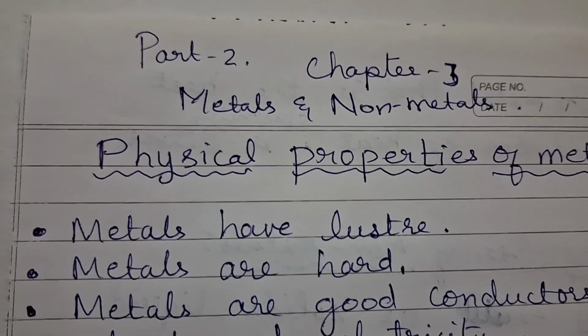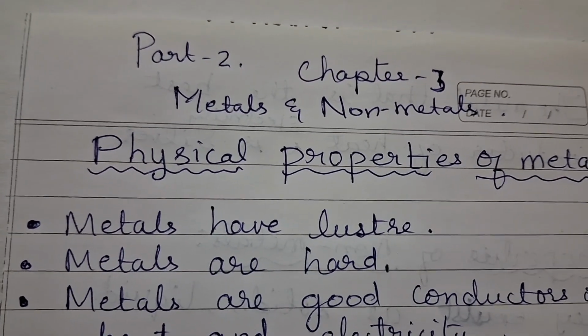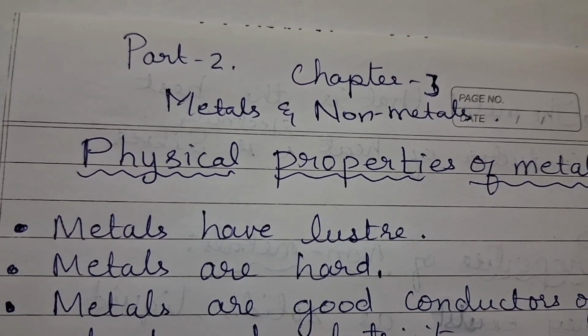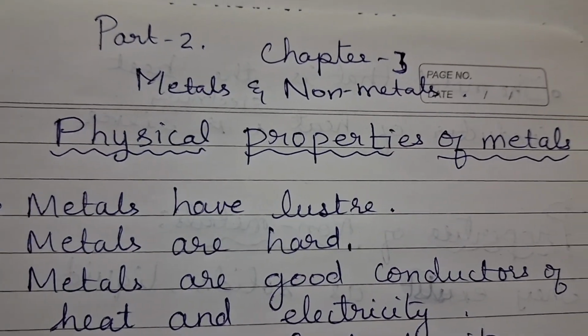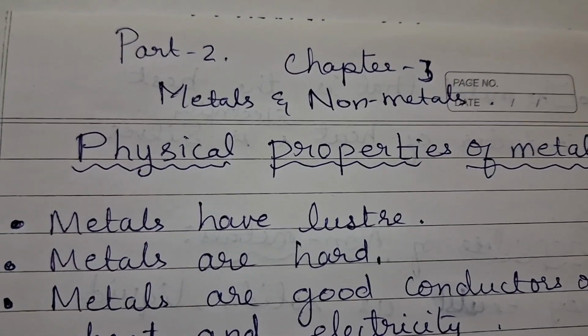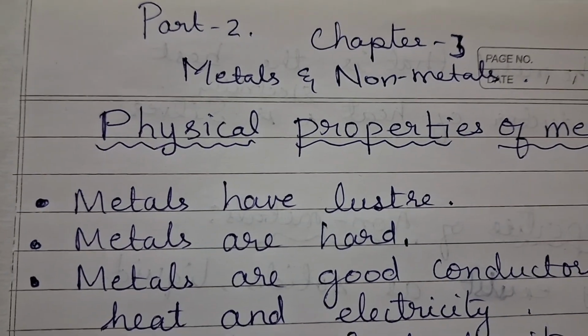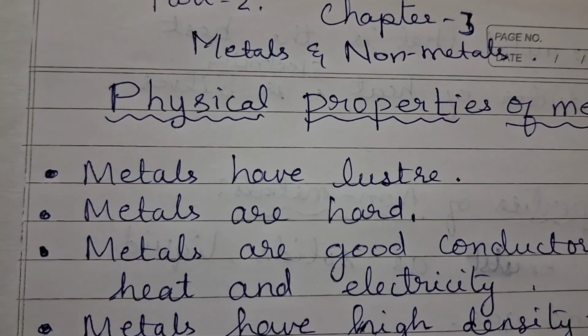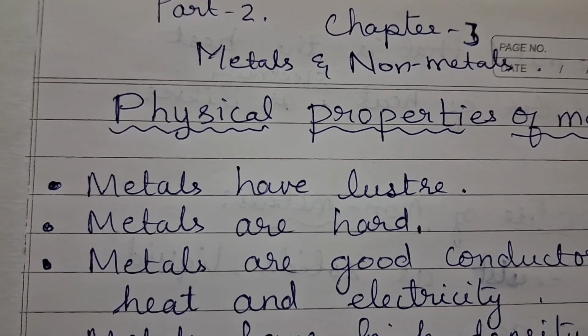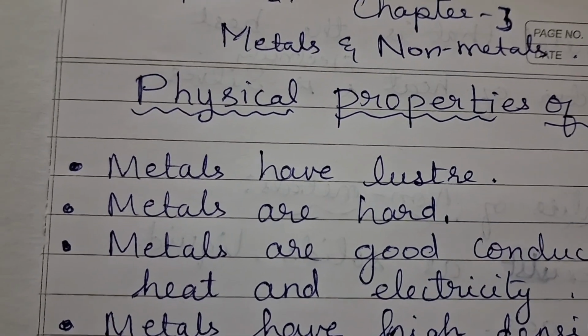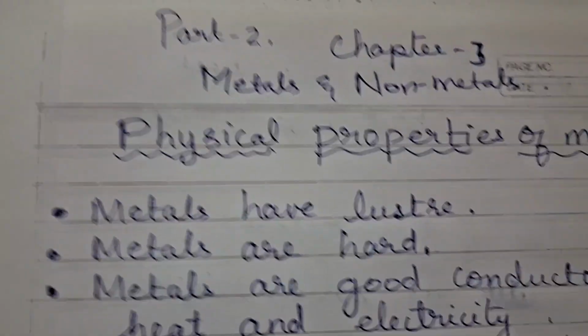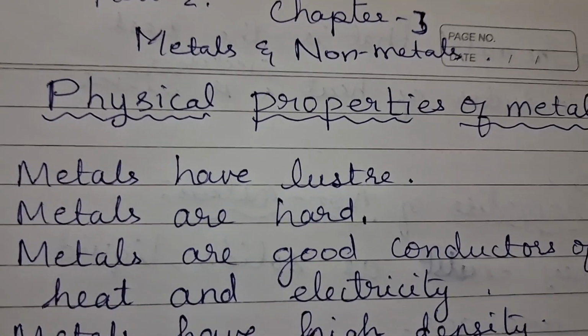Today's video is about part 2, chapter 3, metals and non-metals. So, physical properties of metals. In daily life we come across metals generally. We are using many utensils, many items made out of metals. So we'll see the properties of metals.